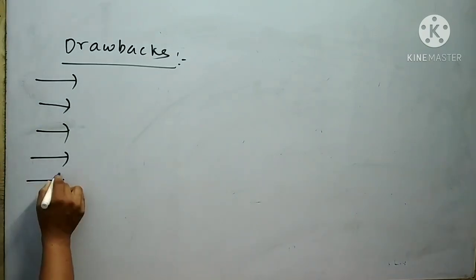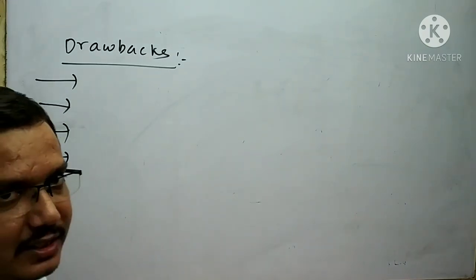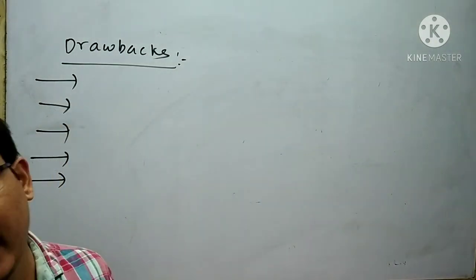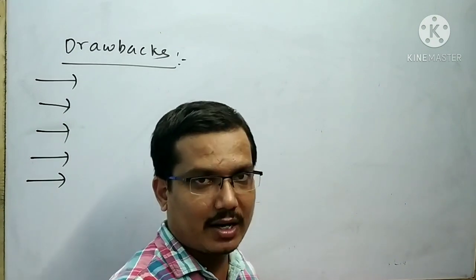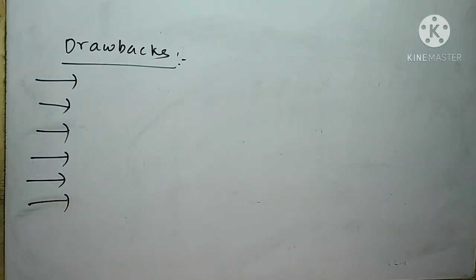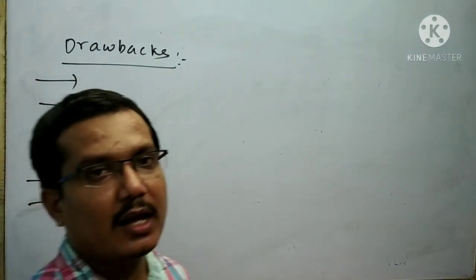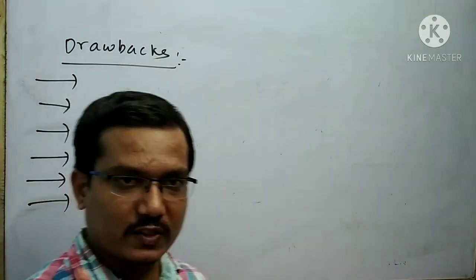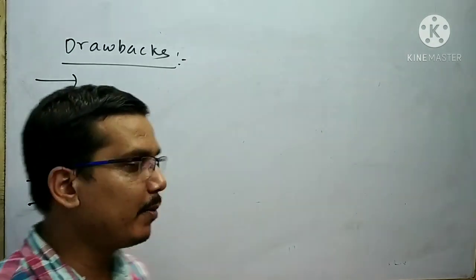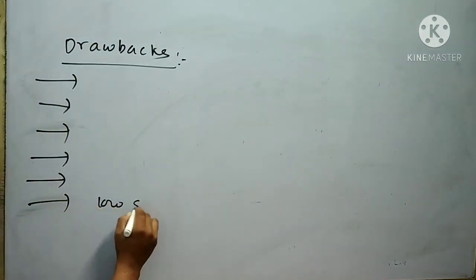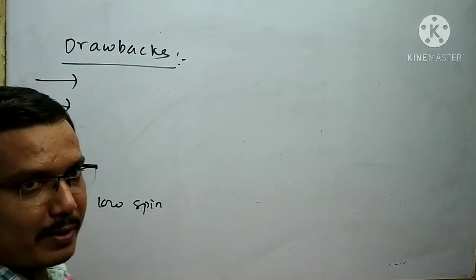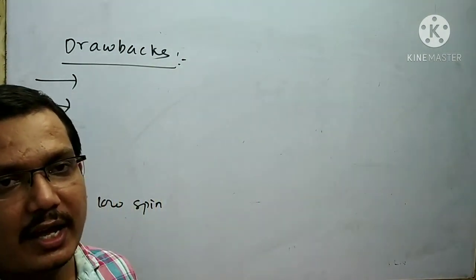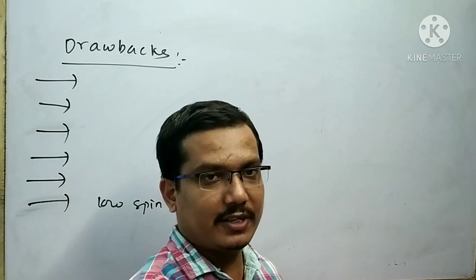Next point is it fails to predict the number, position and intensity of a band in electronic spectra. Next point is it does not explain why complexes of certain metal in a particular oxidation state have low spin, while other complexes of the same metal in the same oxidation state have high spin.